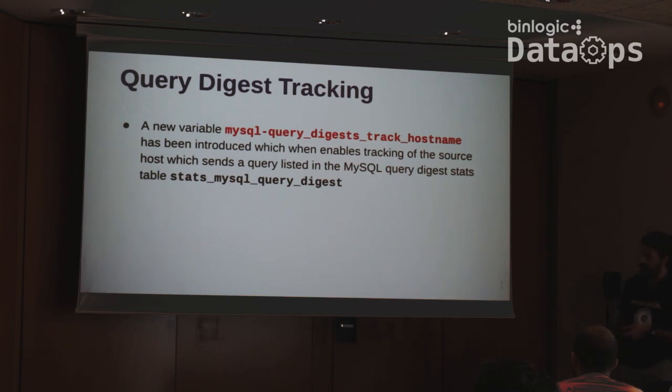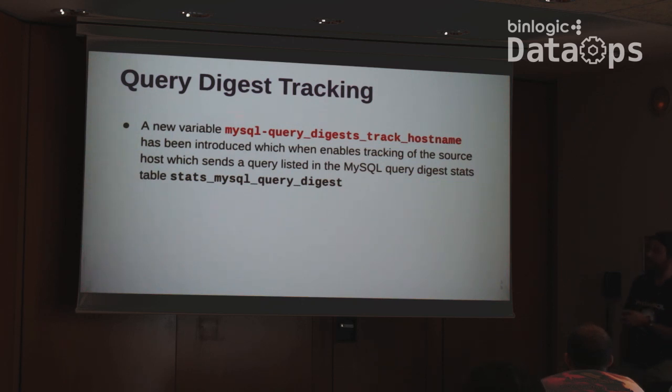I don't know who is familiar with this table. stats_mysql_query_digest is basically a view inside the proxy that gives you information about all the queries that have been executed, and they are grouped by username, schema, hostgroup, and so on. And we introduced new columns here, which are also able to track the source IP of the client that has issued the query.